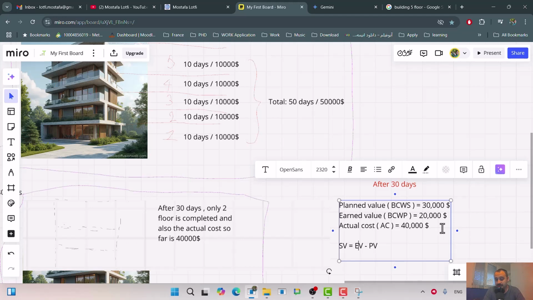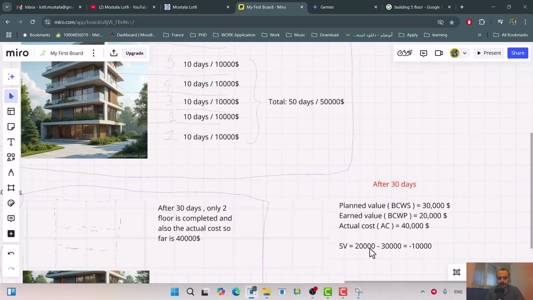SV or schedule variance is equal to earned value minus planned value. So based on our example, its earned value is 20,000, right, minus planned value 30,000, and it's equal to minus 10,000.